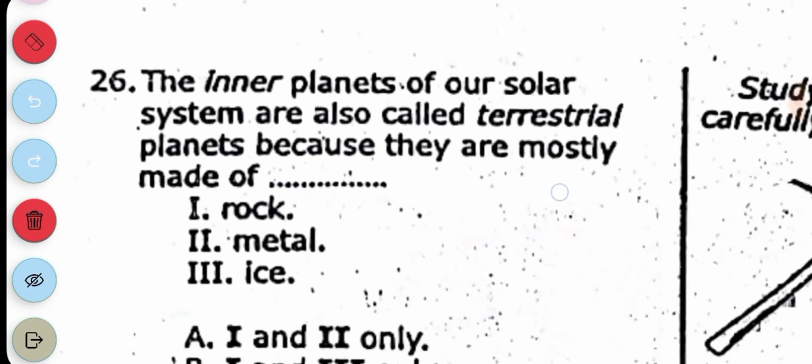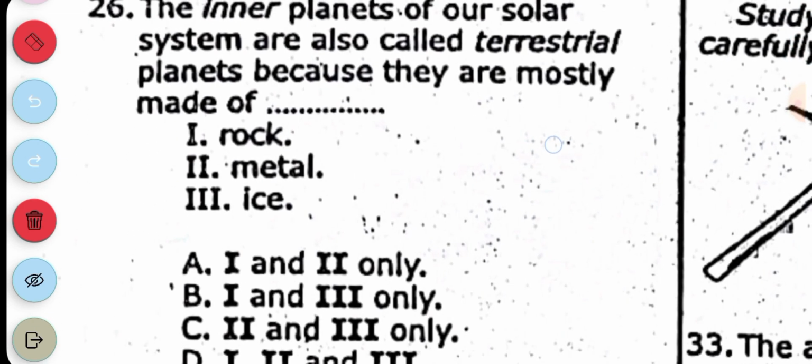26. The inner planets of our solar system are called terrestrial planets because they are mostly made of I, rock, II, metal, III, ice. So the inner planets are made up of rock and metal. So it's I and II. So question 26 is A.